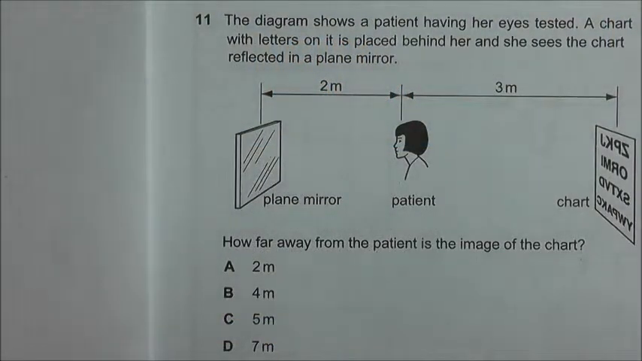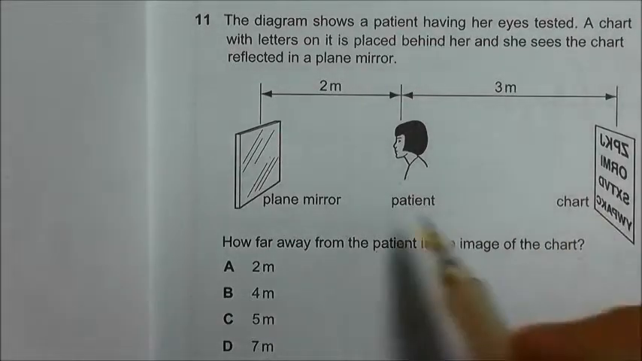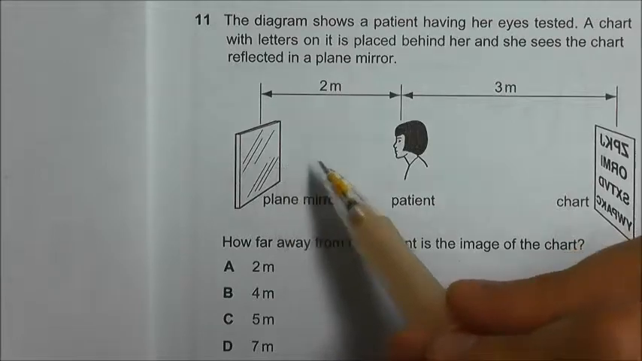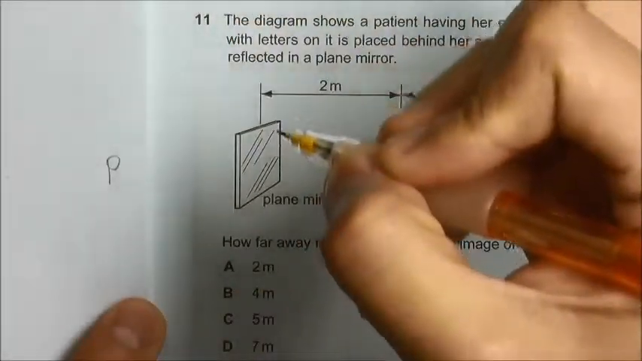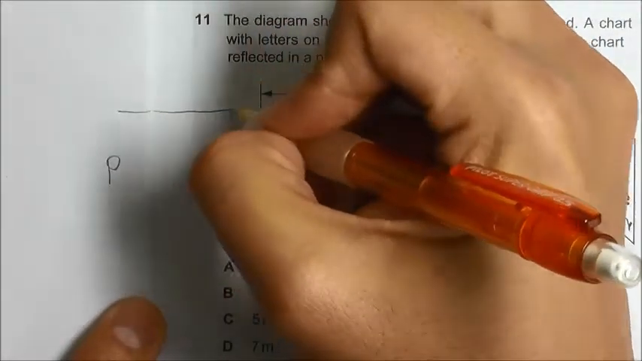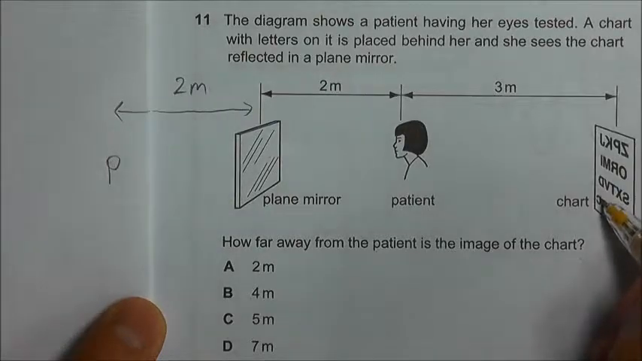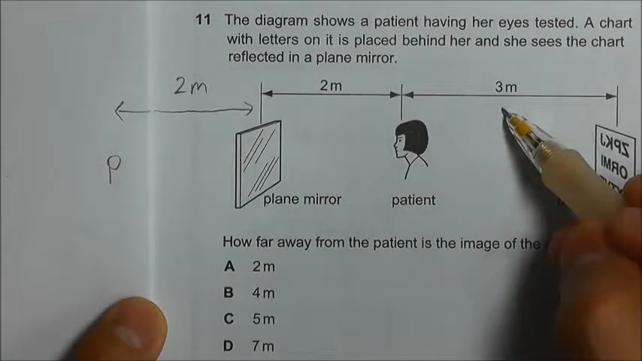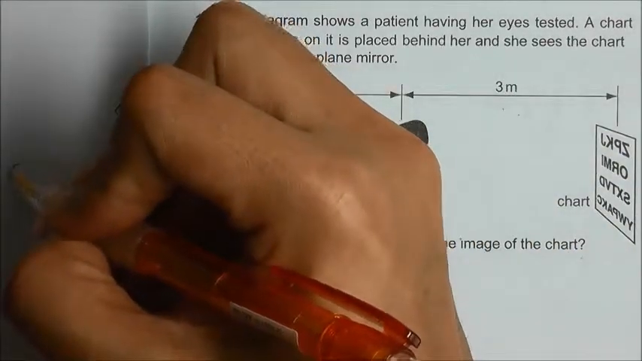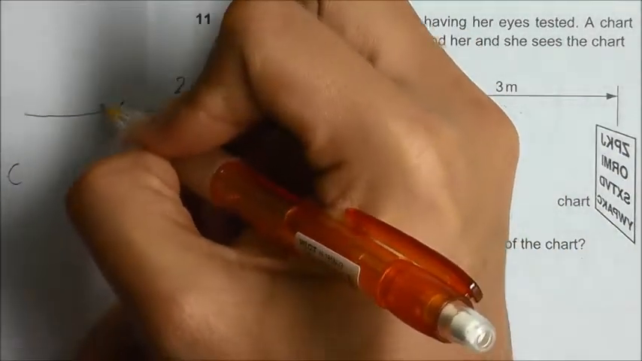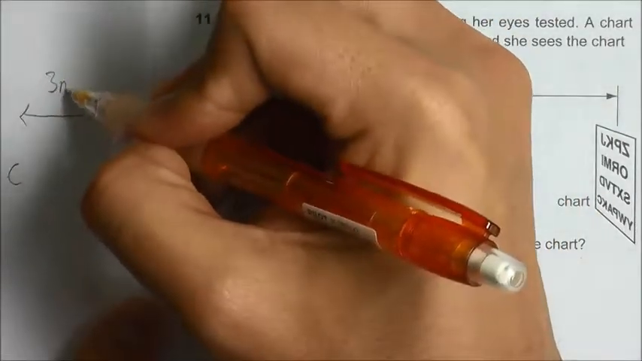To solve this question, we can draw the image of the patient as well as the chart. The patient is 2 meters in front of the mirror, so the image of the patient will be formed 2 meters behind the mirror. And the chart is 2 plus 3, 5 meters in front of the mirror. So the image of the chart will be formed 5 meters behind the mirror. So that will be another 3 meters away.